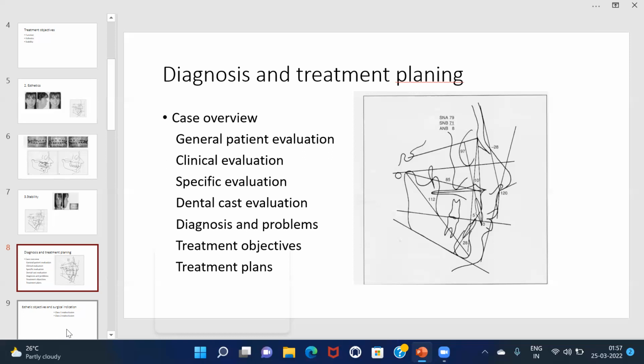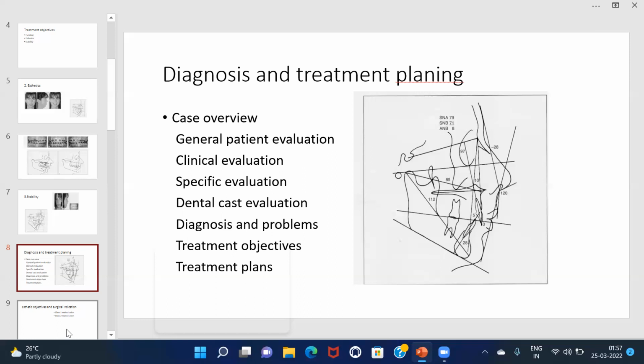Now, clinical evaluation. The extraoral examination: frontal view, profile view, three-quarter view. Intraoral examination and others, like slight marginal gingivitis in the incisor area and mouth breathing. In the specific evaluation, radiographic evaluation, cephalometric analysis. In cephalometric analysis: soft tissue analysis, skeletal analysis, and dental analysis.